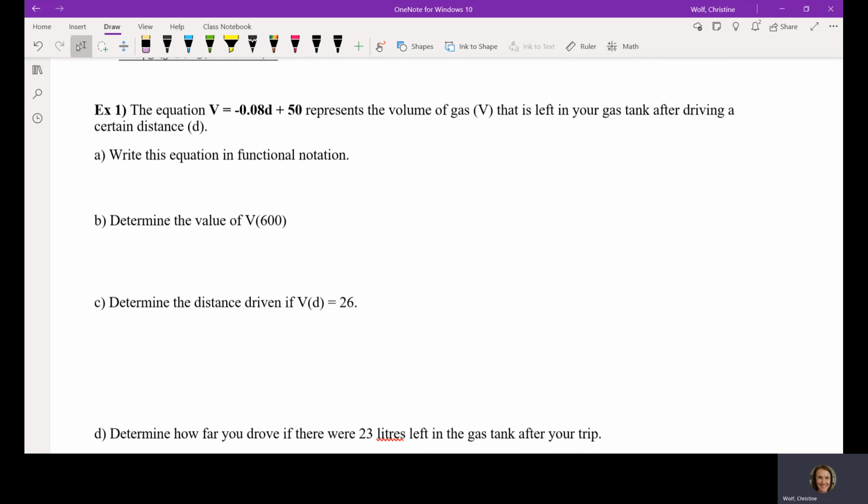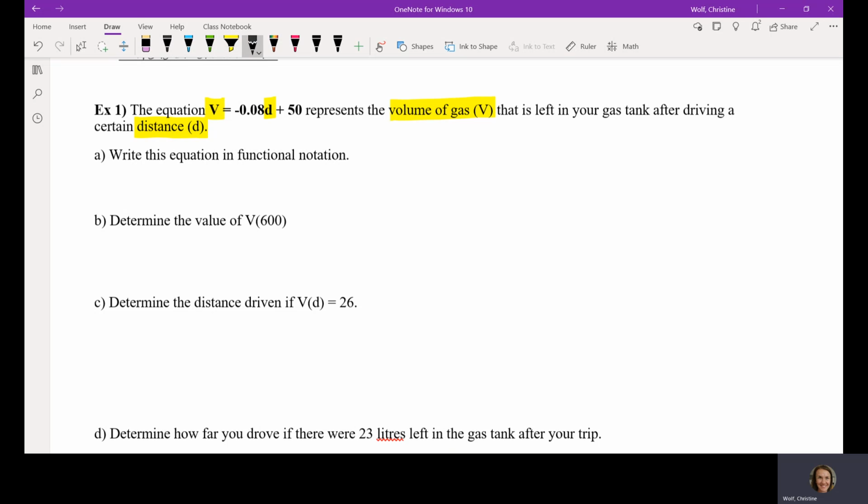The equation V equals negative 0.08 D plus 50 represents the volume of gas, and the volume of gas is going to be represented by that V variable that we see. It represents the volume of gas that is left in your gas tank after driving a certain distance, and the distance is represented with that D variable. So this equation will tell us how much gas is left in your gas tank after you drive a certain distance. Okay, so as we know, as we drive, our gas tank empties, right?